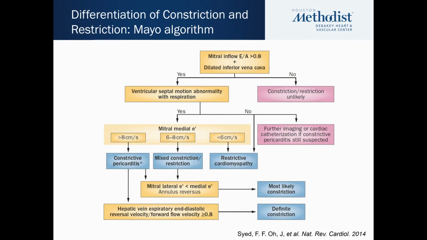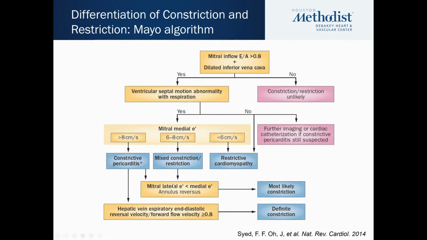And after that, examine the medial E prime. If you have a supranormal medial E prime or a normal one with these features, you've gotten pretty good accuracy and confidence in making the diagnosis, versus if it's reduced, you have to look into restriction, and then you can always have cases with a mixed type of scenario.